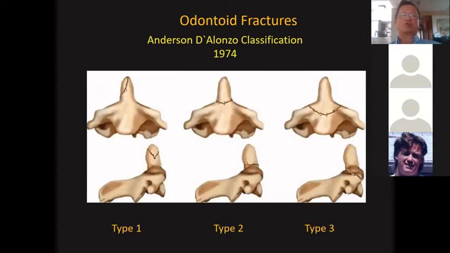Let's come to the odontoid fractures. The Anderson and D'Alonzo classification has been used for many years. It's from 1974. Type 1 is very rare. It is just on the tip of the odontoid process. Type 2 is at the base of the odontoid. Type 3 is crossing the body of C2.